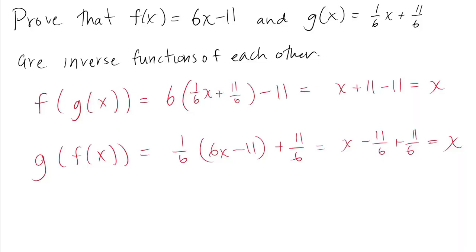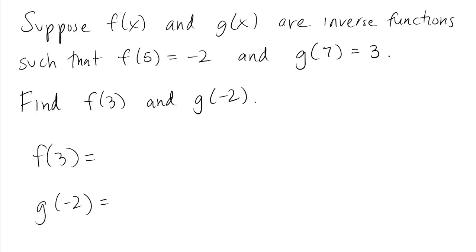One more example to show how these functions interact. I want you to try to do this one. Suppose f of x and g of x are inverse functions such that f of 5 equals negative 2 and g of 7 equals 3. I want you to find f of 3 and g of negative 2. And at first this looks hard because we don't know what the functions f and g are, so how could we possibly find these outputs? But I want you to think about how we can use the fact that f and g are inverses in order to answer this.